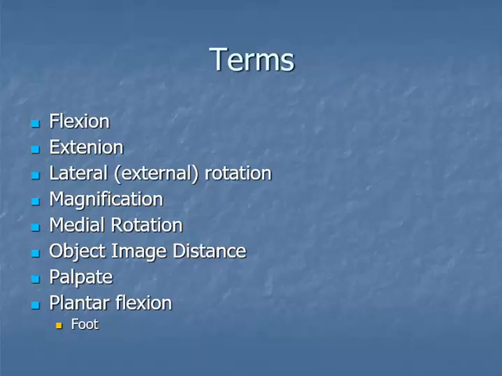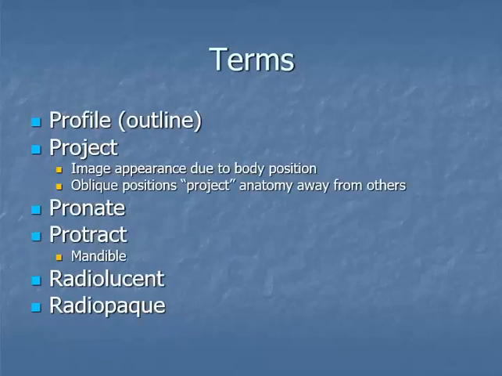Lateral rotation, external rotation is the same thing. Magnification, you know what magnification is. Keep in mind that we've got a couple of different types of magnification. Size distortion is your magnification, but unequal magnification is your elongation or foreshortening. Medial rotation is the opposite of lateral rotation, so it would be internal rotation. Medial rotation would be OID, you know what that is. Palpate, you know what that is. Plantar flexion, we talked about that.